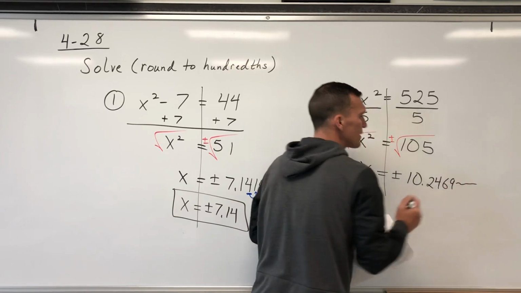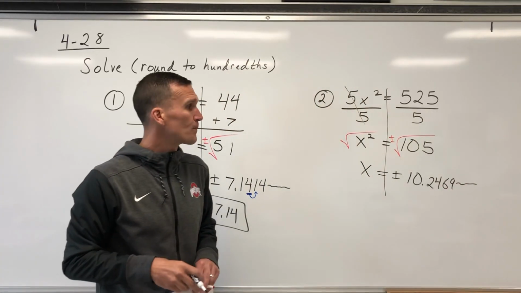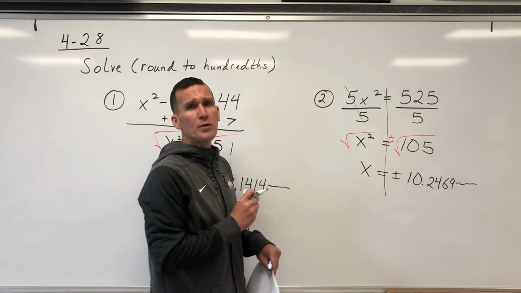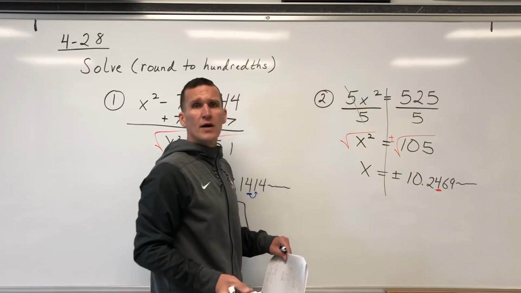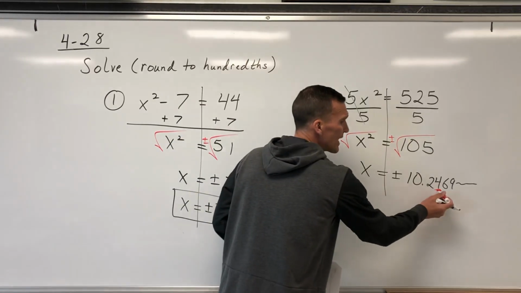10.2469 with some more stuff. I don't need all that, though. To go to the hundredths place, which is 2 places after the decimal, I'm going to round to the hundredths place. I look behind that number.